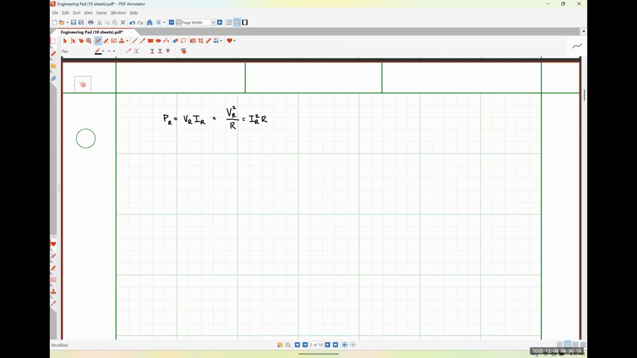If we're dealing with conductances, it's going to be practically the same relationships, except that we just need to swap I and V, sorry. So the power absorbed by a conductance is still going to be the voltage drop across the conductance multiplied by the current flowing through the conductance. So this is going to look like V_G squared times G, or I_G squared over G.